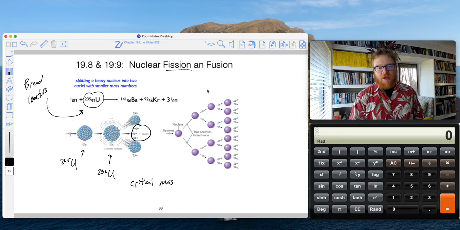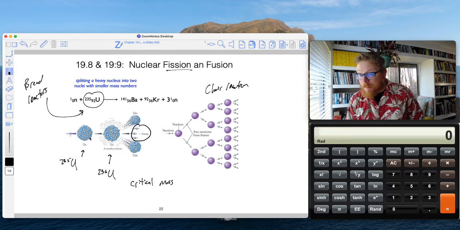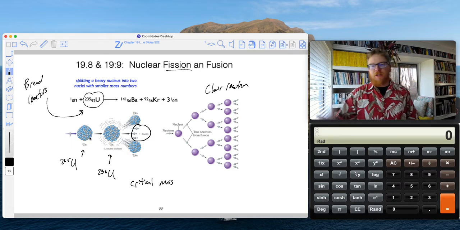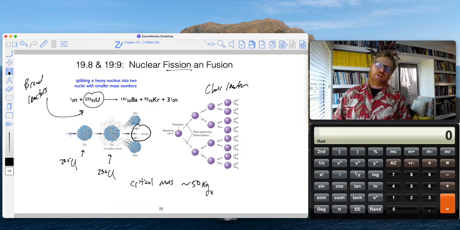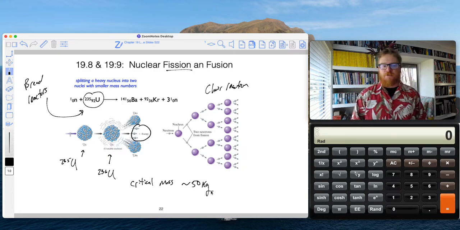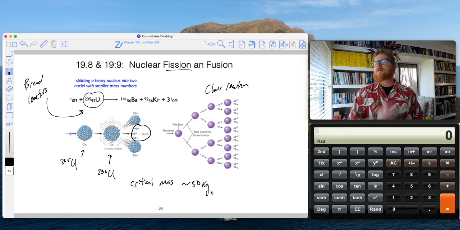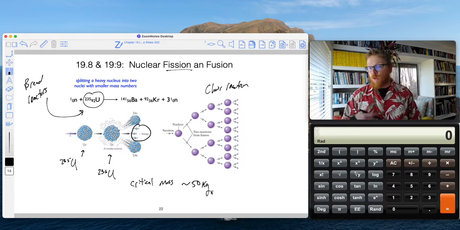This process shows you the chain reaction, where you no longer need to slam a neutron into that uranium. There are enough neutrons generated from that process to sustain the chain reaction. The critical mass for uranium-235 is something like 50 kilograms. So if you have 50 kilograms of uranium-235, you will have achieved critical mass, and it will just go through this chain reaction, whether you want it to or not.